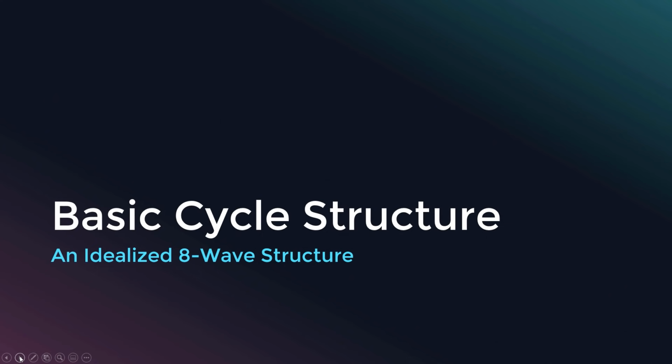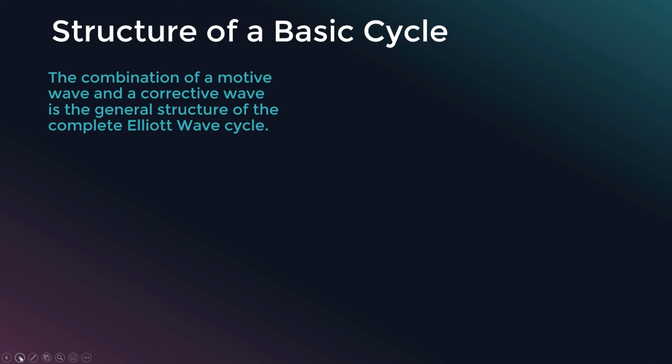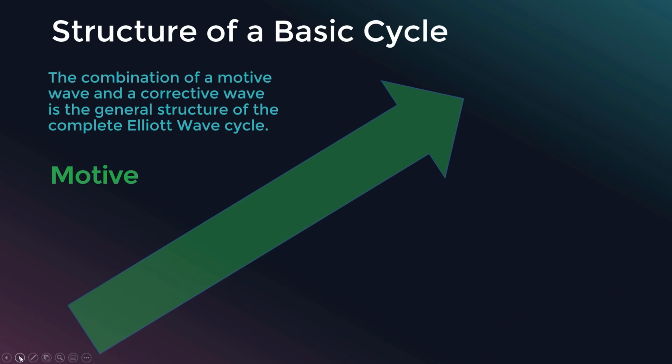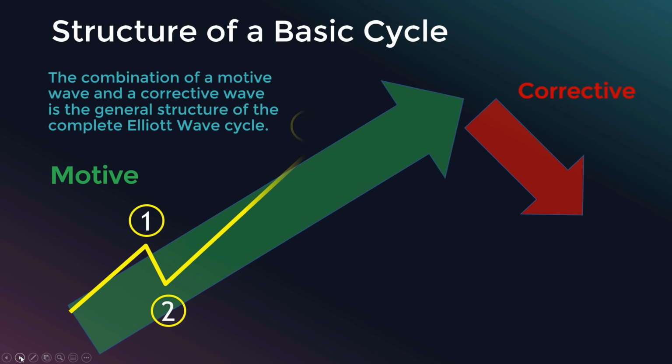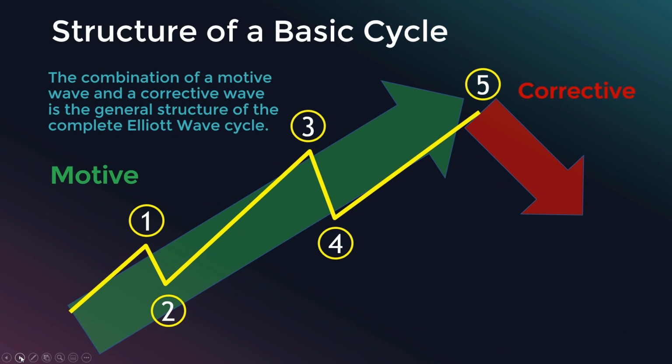Basic cycle structure, an idealized 8-wave structure. The combination of a motive wave and a corrective wave is the general structure of the complete Elliott Wave cycle. So here we have the motive move to the upside, followed by a corrective move to the downside. And in this example, the motive move is that traditional 5-wave impulse pattern that's shown so often, and the corrective pattern is a 3-wave zigzag, which is also shown quite often.